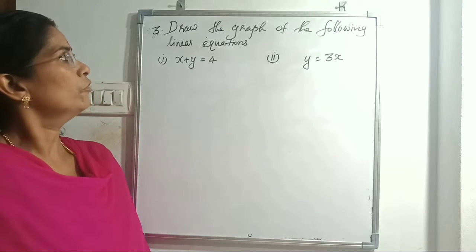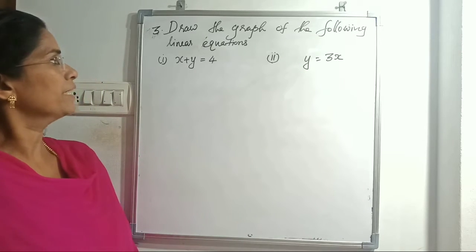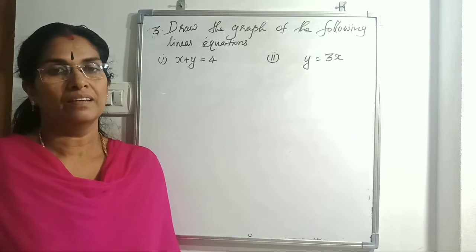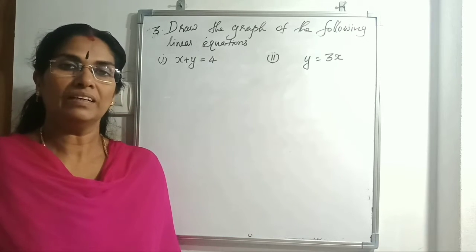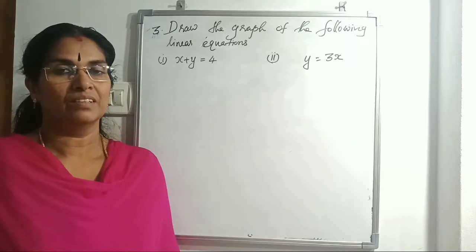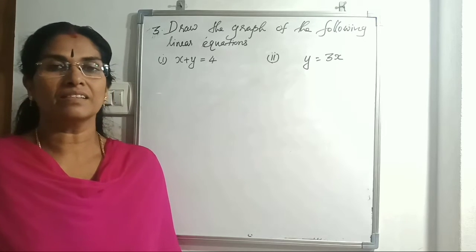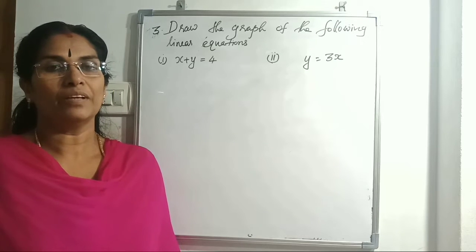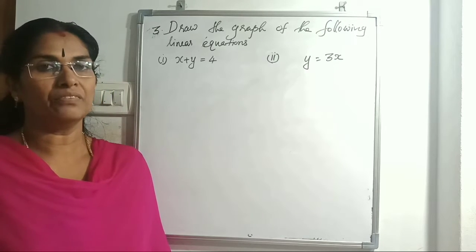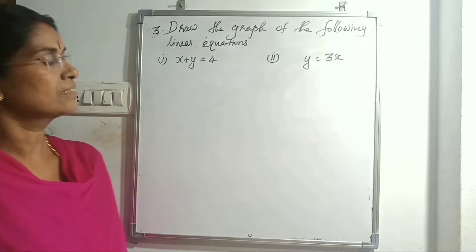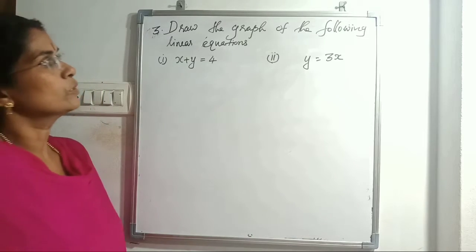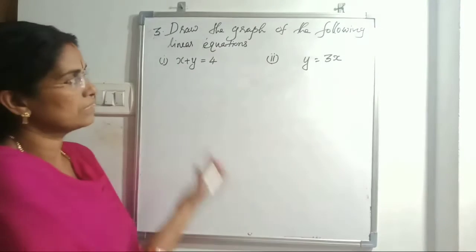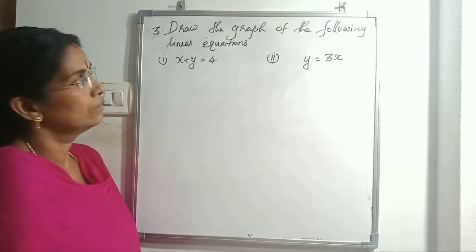Now this is the question. Draw the graph of the following linear equations. The first one is x plus y equal to 4, and the second one is y equal to 3x. In 8th standard, you learned how to draw a graph. We need the x-axis and y-axis, and we plot points and join the points. You learned the line graph last year. Here also these are linear equations in two variables. Its graph we can study now.